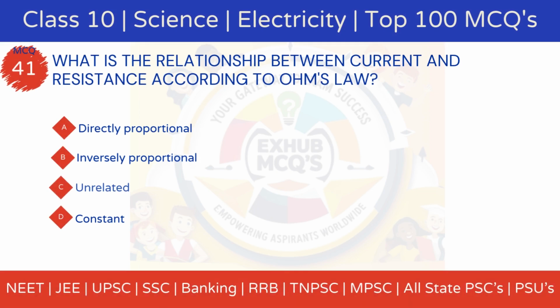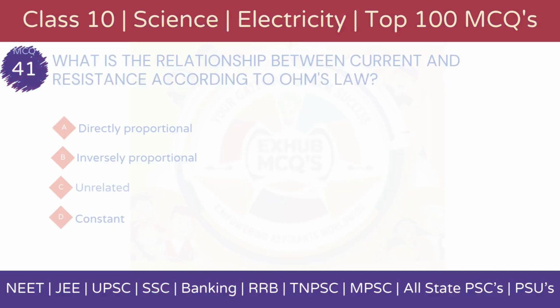MCQ 41. What is the relationship between current and resistance according to Ohm's law? Option A, directly proportional. Option B, inversely proportional. Option C, unrelated. Option D, constant.